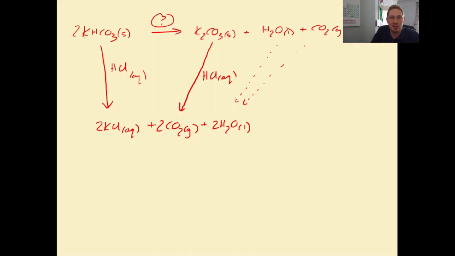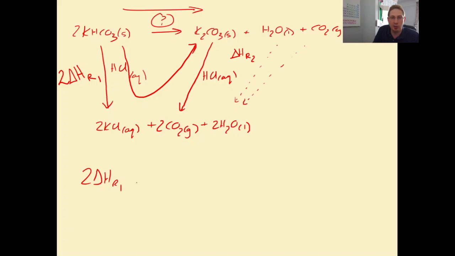Now, we can measure the reaction of KHCO3. So this is 2 times the enthalpy change of reaction for the first one, because we measured the enthalpy change of 1 mole of this reacted with hydrochloric acid. This is just 1 times delta HR2, and therefore if we want to know what the enthalpy change is going from left to right, we're going down here against that. So it's 2 times delta HR1 minus, we're going in the opposite direction of this arrow, delta HR2.